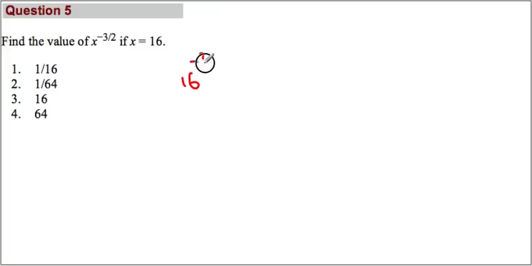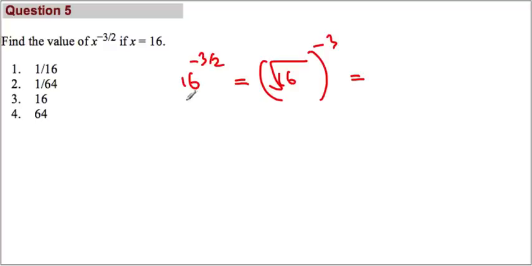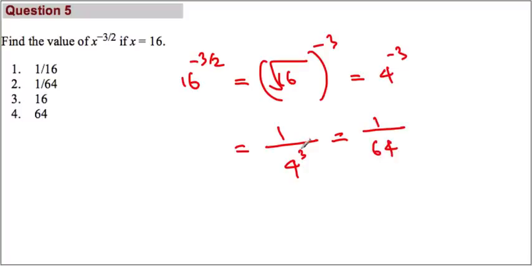16 to the negative 3 over 2 power. Now, let's take care of the denominator, then that's equal to 16, and then square root of 16 to the negative 3 power. Because 1/2 as an exponent is square root. So therefore, square root of 16 is equal to 4 to the negative 3 power. Negative exponent implies that it has to be 1 over 4 to the third power. Now, what is 4 times 4 times 4? That's right, that's equal to 1 over 64. So therefore, our final answer should have been choice 2.